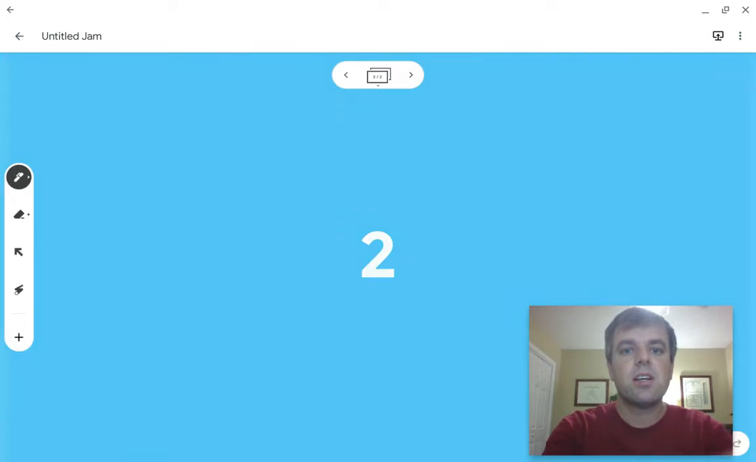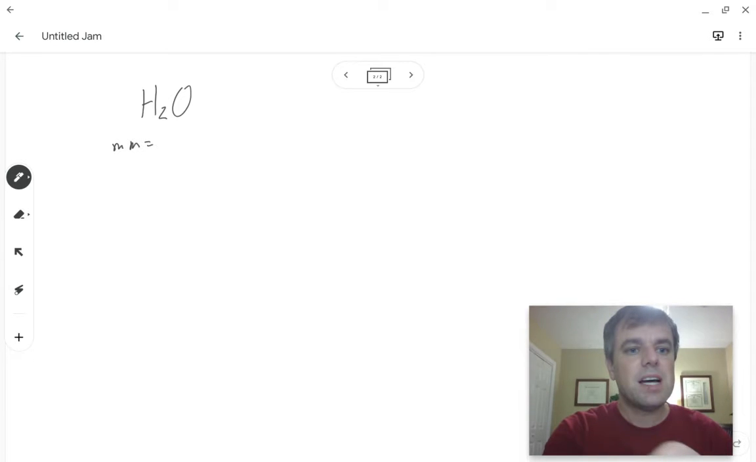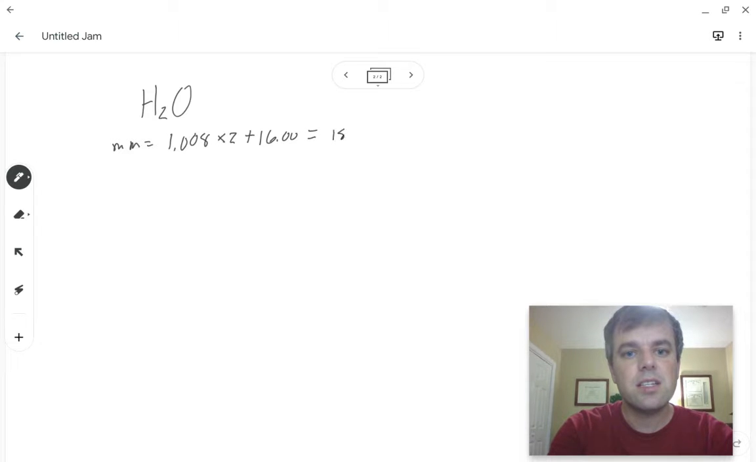So if we want to find the percent composition of water, which is H2O, well, the molar mass equals the mass of hydrogen, which is 1.008 according to your reference tables, times 2, plus the mass of oxygen. So that equals 18.016 grams per mole. So then to find the percent hydrogen, we take the mass of hydrogen, 1.008 times 2, because there's two hydrogens, divided by the mass of the entire thing, 18.016, and then to make it a percent, times 100.